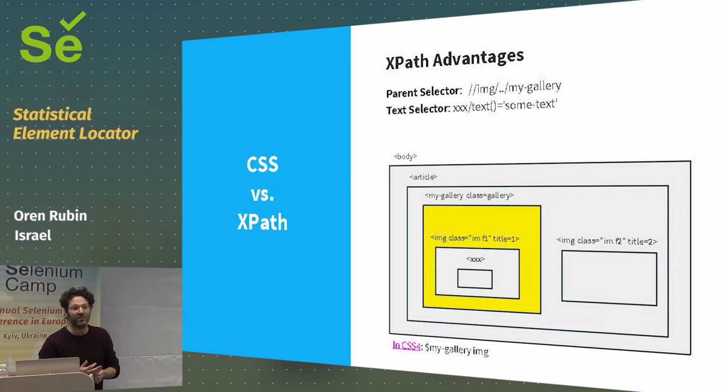So this is something that you currently couldn't do with CSS. Well, you will be soon, but with XPath, it's relatively easy. So the parent locator is something very important.